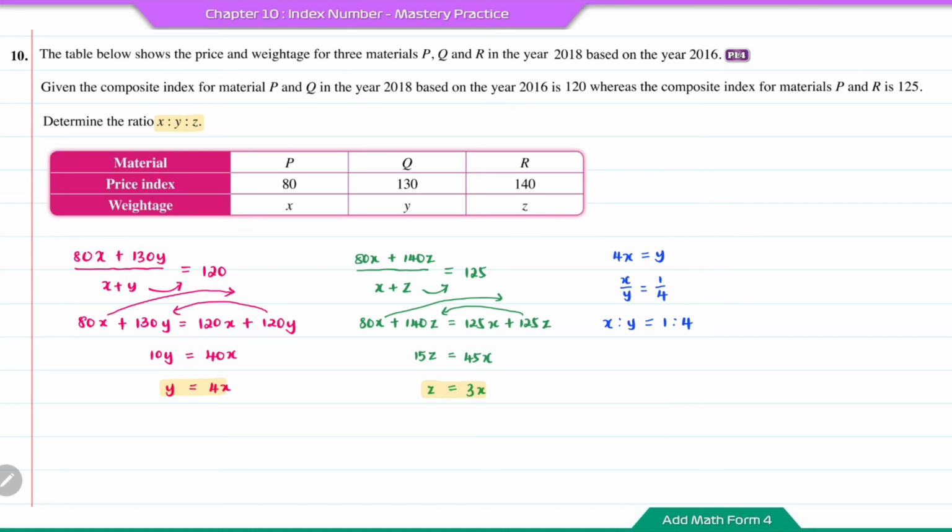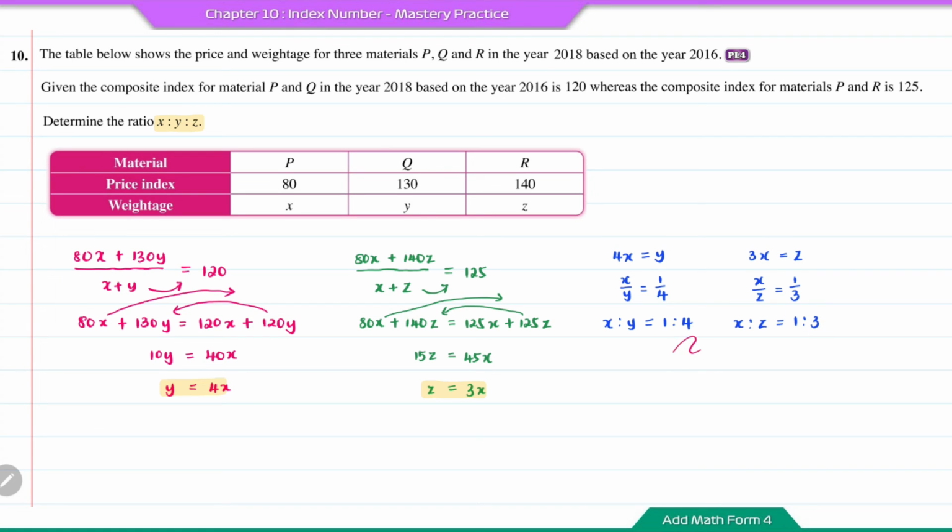And now for the information Z equal to 3X, I can write it as 3X equal to Z. Next, I'm going to write this in the form of fractions. I'm going to move the Z to the left hand side. So X over Z is equal to, when the 3 moves to the right, 1 over 3. So I can write this in the form of ratio. This will be X to Z equal to 1 to 3.